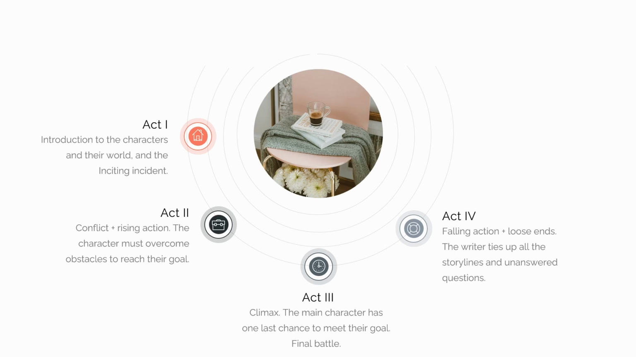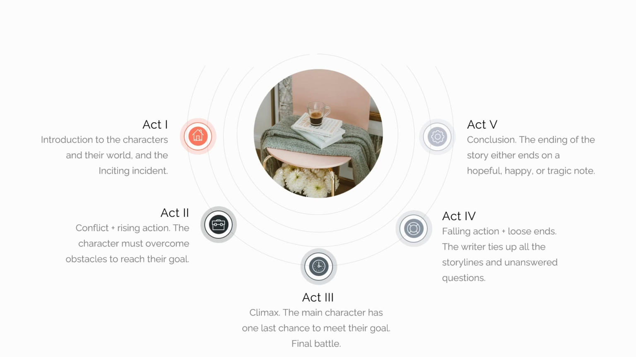So the climax has ended, the final battle has finished. Now we have to tie up all the loose ends, answer all the unanswered questions that were in the story, and then the conclusion, the last act, is the ending of the story, and it either has a hopeful, happy, or tragic note.